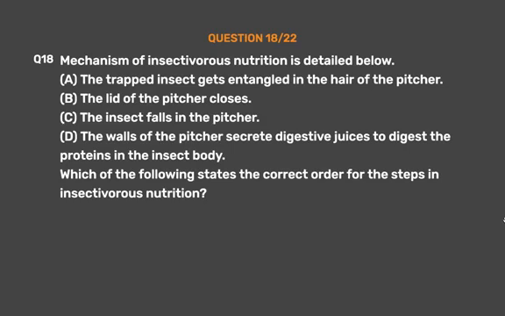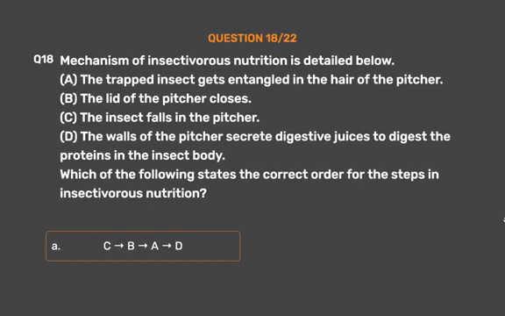A. The trapped insect gets entangled in the hair of the pitcher. B. The lid of the pitcher closes. C. The insect falls in the pitcher. D. The walls of the pitcher secrete digestive juices to digest the proteins in the insect body. Which of the following states the correct order for the steps in insectivorous nutrition?